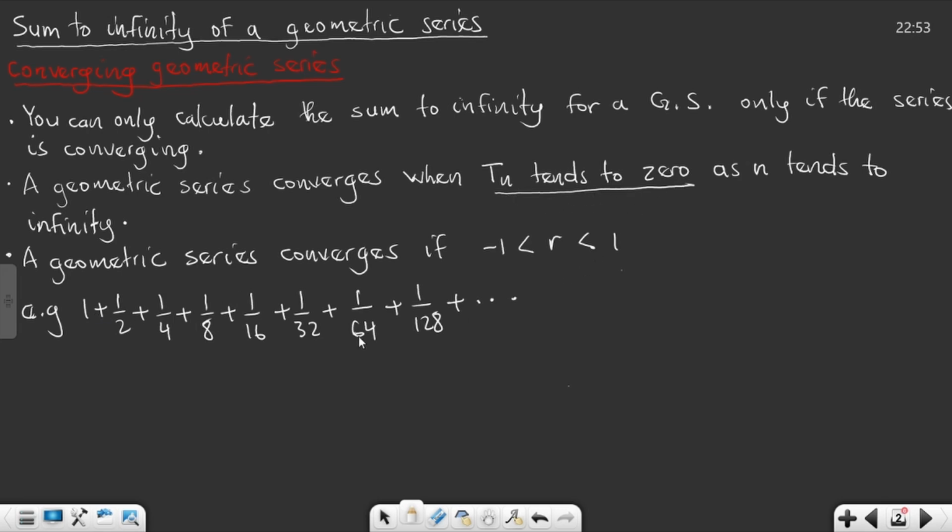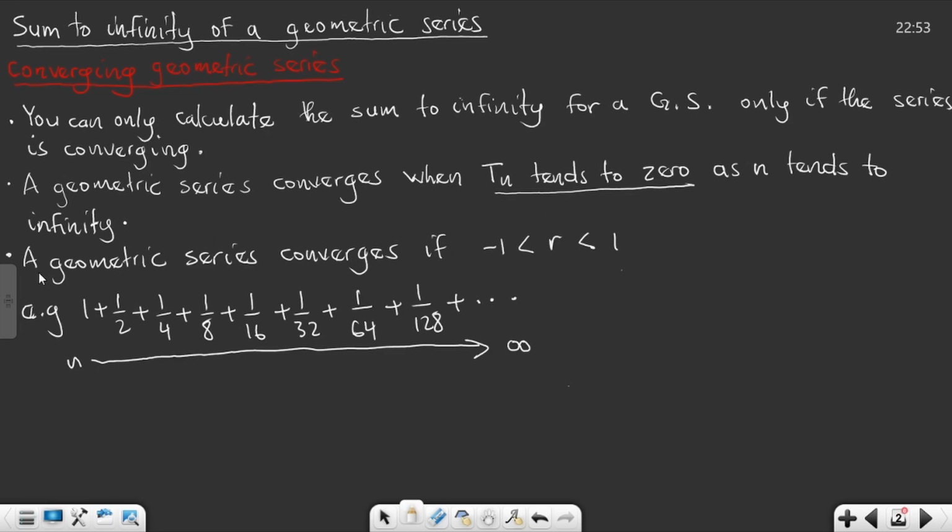You can see as you move on, and we also said as n tends to infinity. So n tends to infinity. N, remember, represents the position of the term. So this is n equal to 1. This is n equal to 2. This is n equal to 3. This is n equal to 4. And so on. So n tends to infinity. You can see that this is what we said here.